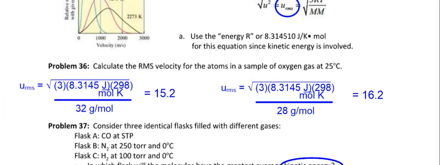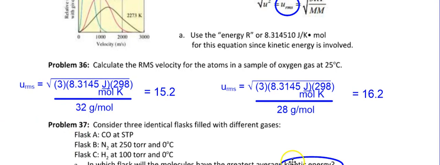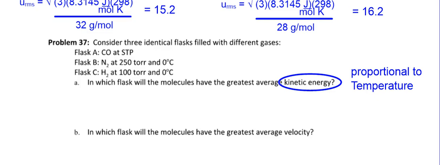So problem number 37 says, we have 3 identical flasks. Flask A is carbon monoxide at STP. Flask B is nitrogen at 250 torr. And flask C is hydrogen gas at 100 torr at 0. So notice that they're all at 0 degrees. It says, in which flask will the molecules have the greatest average kinetic energy?